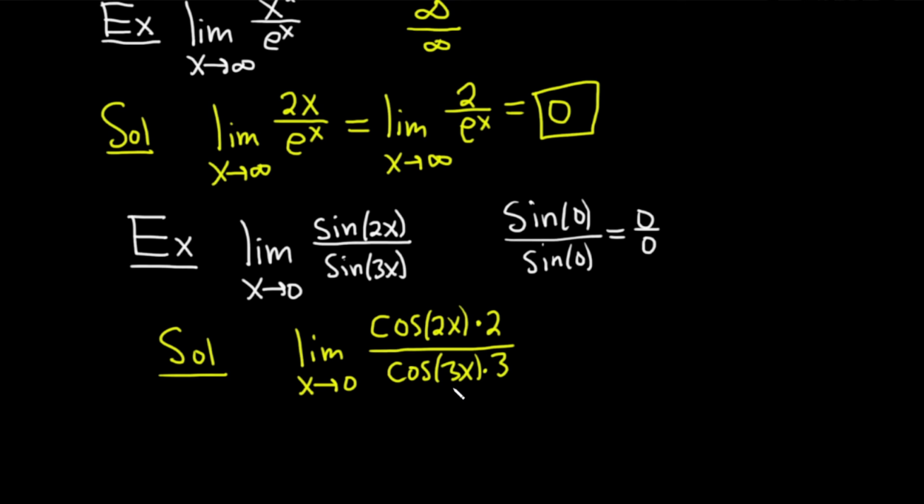Same thing for 3. Now we can actually plug in 0 and drop the limit sign. So this is the cosine of 2 times 0, so cosine of 0 times 2, over the cosine of 3 times 0, so cosine of 0 times 3.